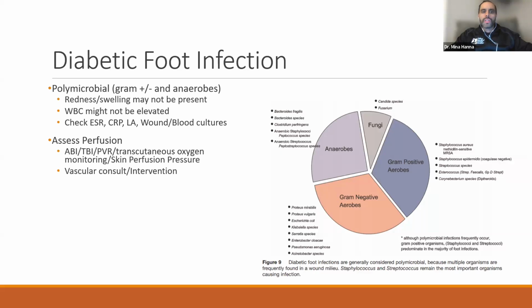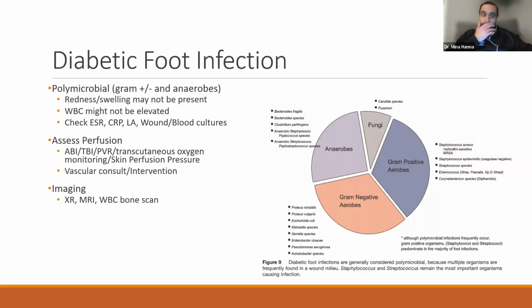We always assess the perfusion. So there's a lot of these tests that we can order. And then we also work with our vascular colleagues to make sure that the patient has adequate circulation so they can heal any surgery or any procedure that we may need, such as an incision and drainage to get rid of any pus or infection, or any elective procedure that we may need.